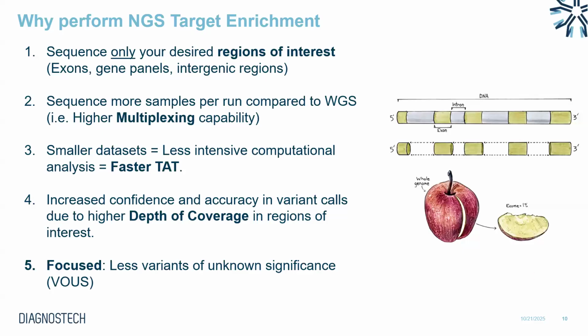Most of the currently known driver mutations affect the coding sequence of protein coding genes. However, protein coding exons account for only approximately 1% of the human genome. So performing whole genome sequencing is not always cost and time effective.